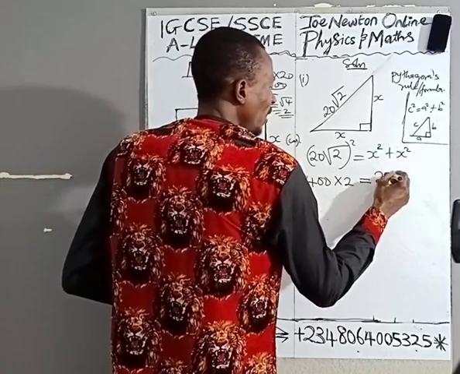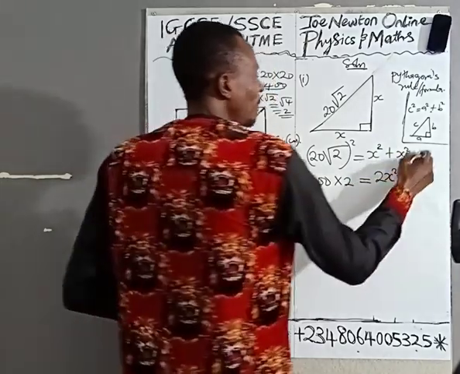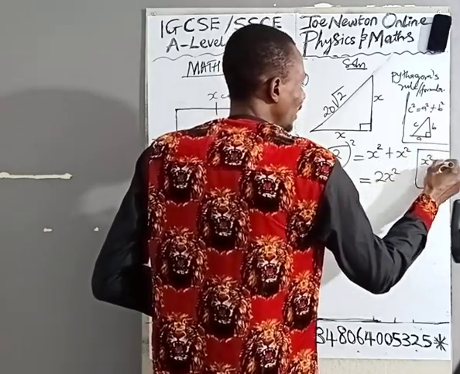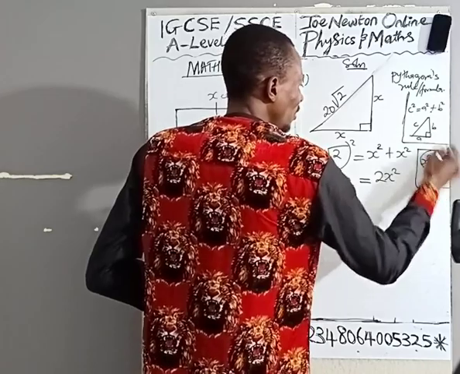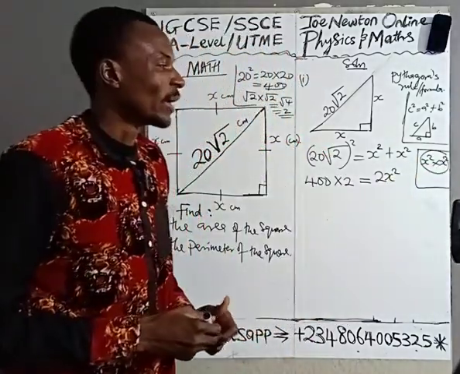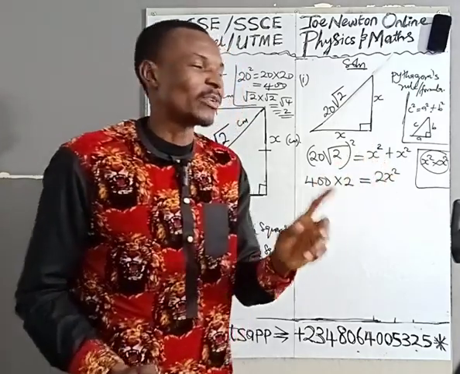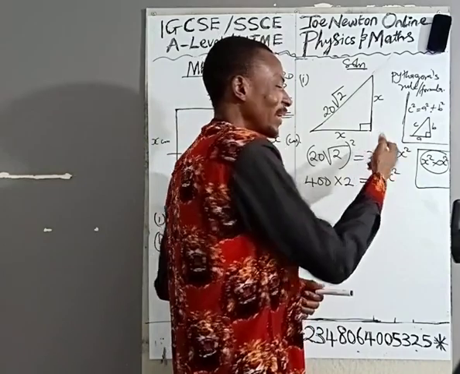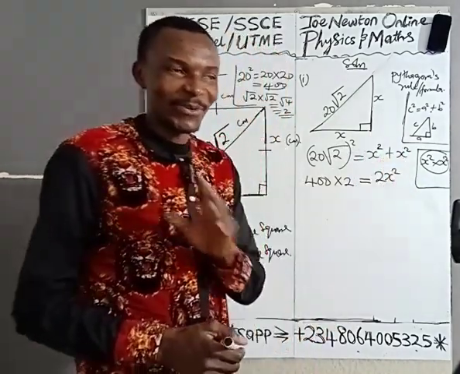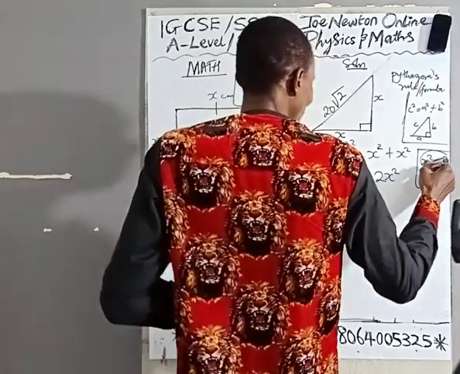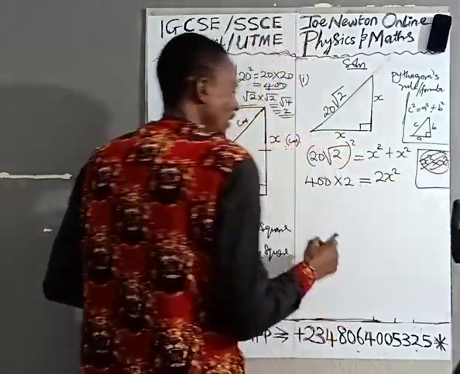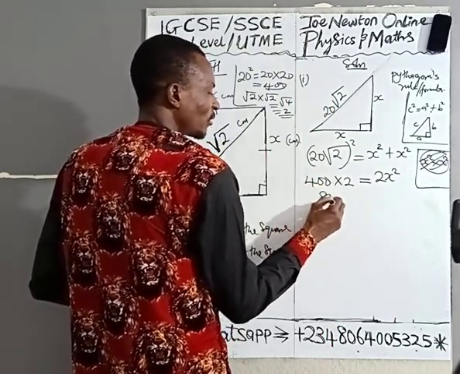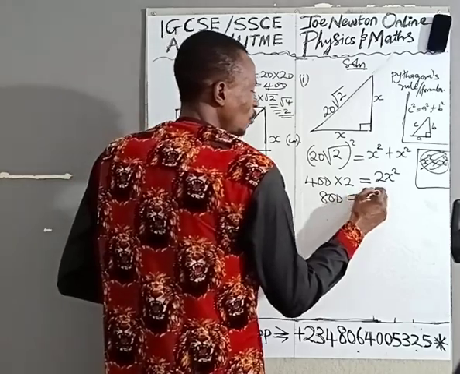That is 2X squared. Remember, this is not the same thing as X squared times X squared. They are not the same thing. So do not make the mistake of writing X raised to a power, maybe adding these 2 and getting 4. That is an error, please. Okay, good. So we have this. We continue. 400 times 2 gives us 800, which is equal to 2X squared.